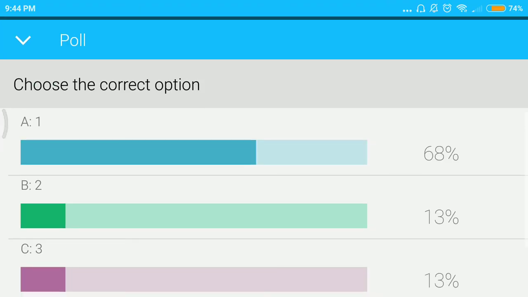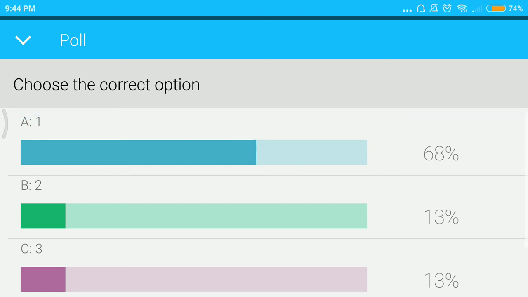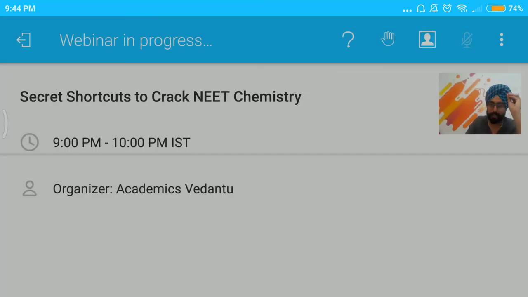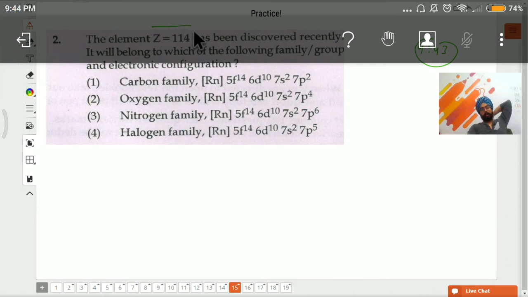Okay, so quickly see, this is what you guys have said. 68% say A, 13% and 13% say B and C, 6% say D. ठीक है, अब देखते हैं what is the crux of this question. All you need to see is where Z114, atomic number 114, is going to lie on the periodic table.